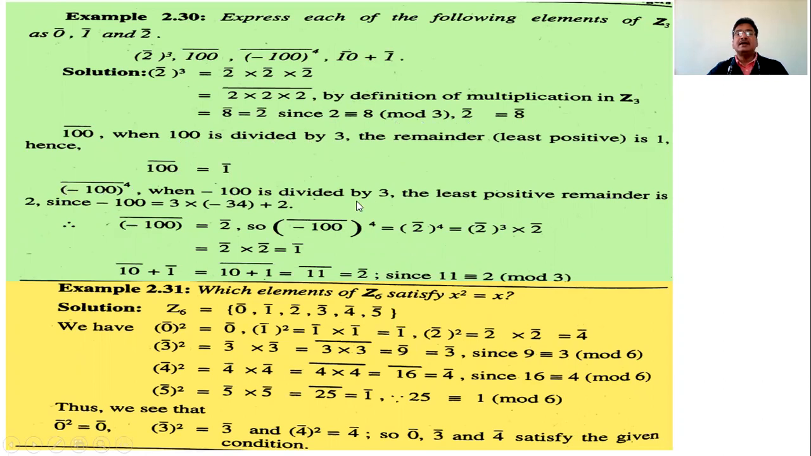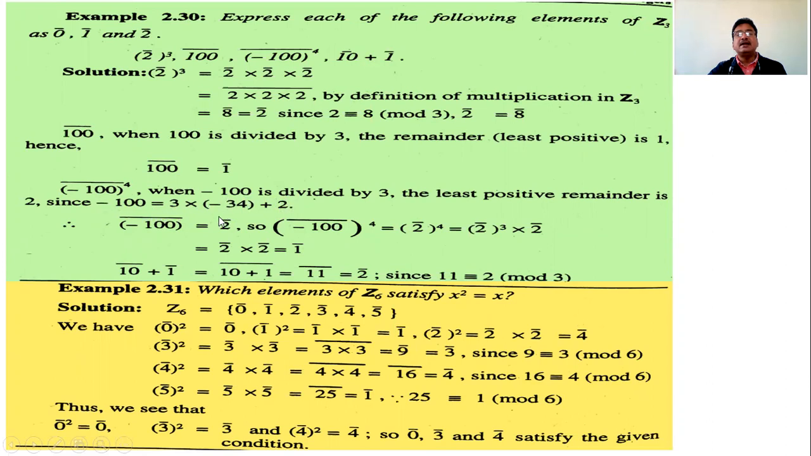If we divide minus 100 by 3, then what is the quotient? Minus 34 is the quotient. Minus 100 is 3 into minus 34 plus 2. Don't write minus 33 as the quotient. If you write 3 into minus 33, then it is minus 99, and then we have to write minus 1 here. But the remainder is always positive. We know the division algorithm theorem: the remainder is always greater than or equal to 0, positive or zero. So if we divide minus 100 by 3, then minus 34 is the quotient and plus 2 is the remainder.